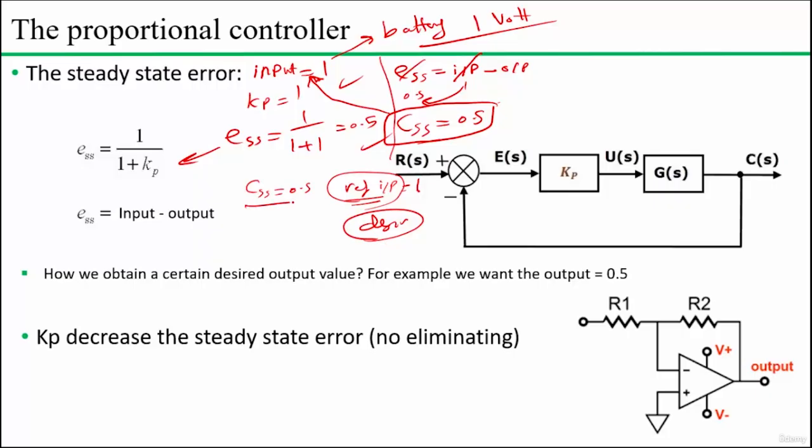So the system provides now half, but we want it to be 1. So the efficiency of this system is equal to 50%. This is not good. But the question now is how we can improve the efficiency of the system, how we can make the output of the system closer to the input value or closer to the reference value.